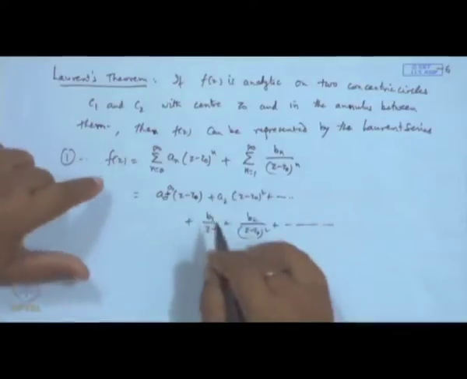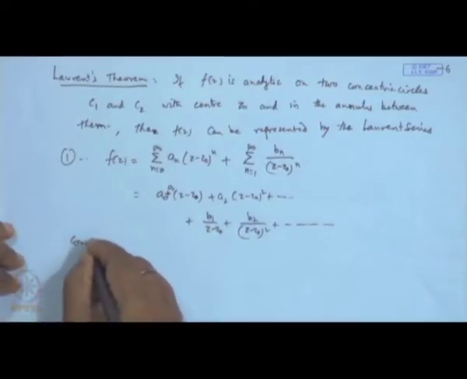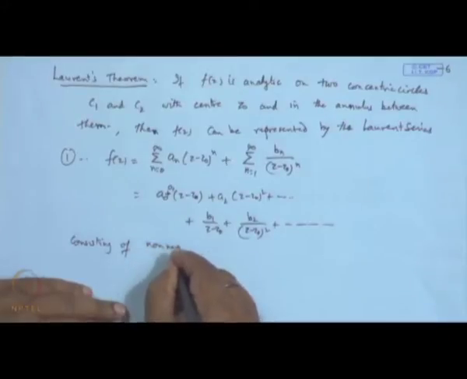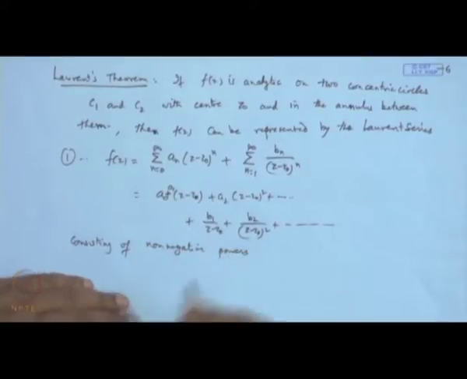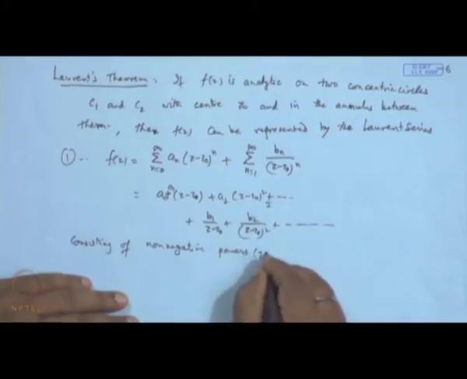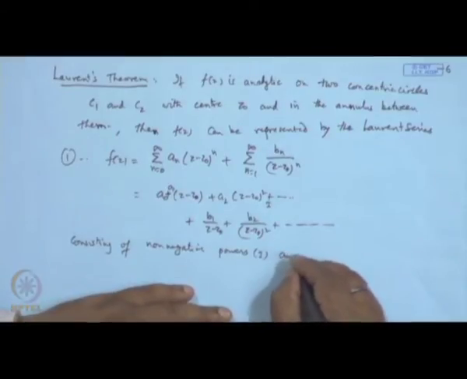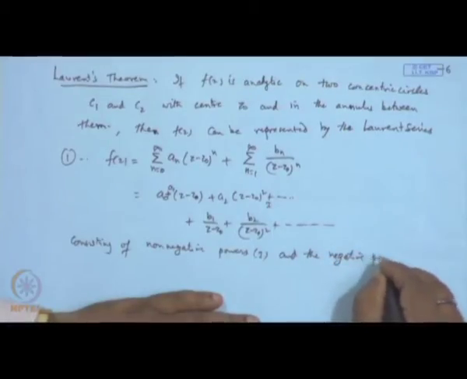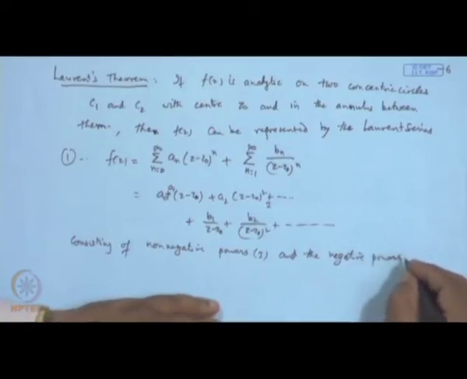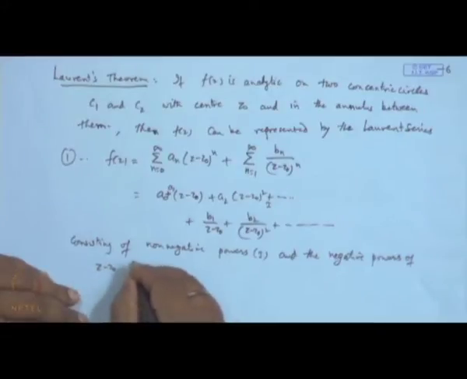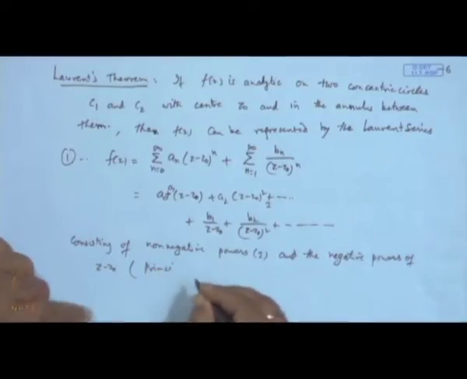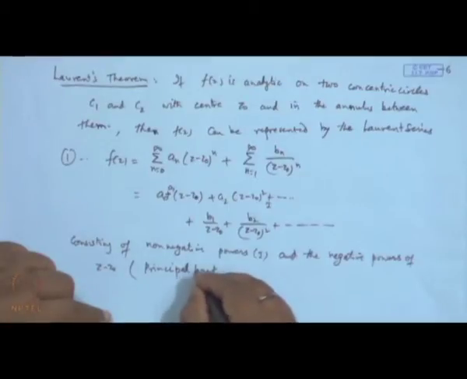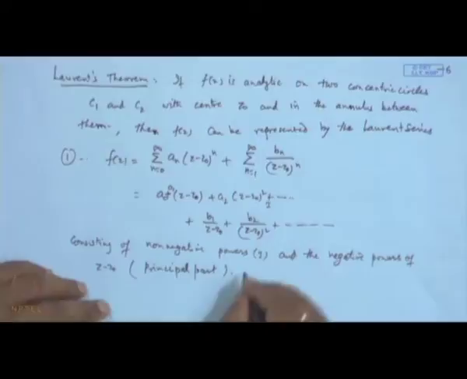So, f z can be represented by means of the Laurent series consisting of non-negative powers, that is the first part, and the negative powers of z minus z naught, that is known as the principal part of this function f z.